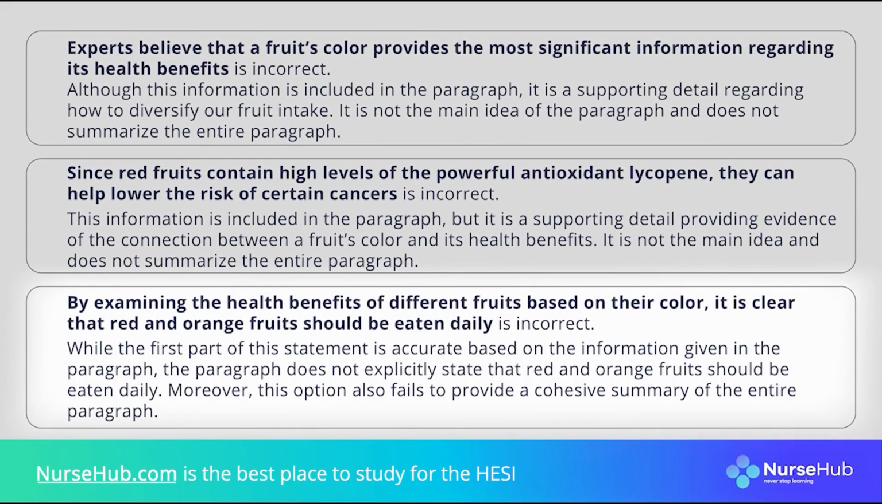Last but not least, we have, by examining the health benefits of different types of fruit based on their color, it's clear that red and orange fruits should be eaten daily. So, the first part of the statement is accurate based on the information given in the paragraph, but the paragraph does not explicitly state that red and orange fruits should be eaten daily. This is an option that fails to provide a cohesive summary. So what that means is that this paragraph doesn't say, hey, just eat more red and orange fruits. Red and orange fruits are just examples of fruits that are able to be added to your diet to diversify. These are not the end-all be-alls. This cannot be a summary.